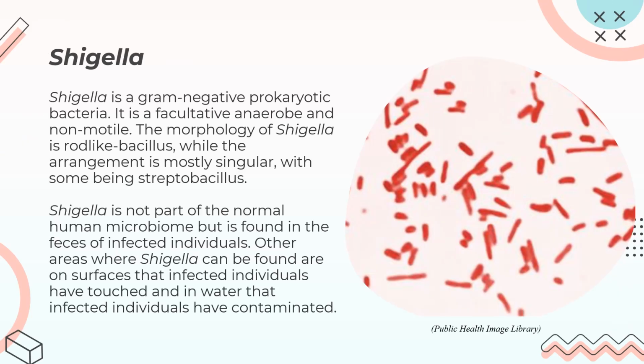From the culture and gram test, I can confirm that the bacteria causing diarrhea is Shigella, and Shigella is a gram-negative prokaryotic bacteria that is a facultative anaerobe, and the morphology is rod-like bacillus, while the arrangement is singular, with some being streptobacillus. It's not part of the normal human microbiome, but is found in the feces of infected individuals. Other areas that it can be found are on surfaces that infected individuals have touched and water that the infected individuals have contaminated.